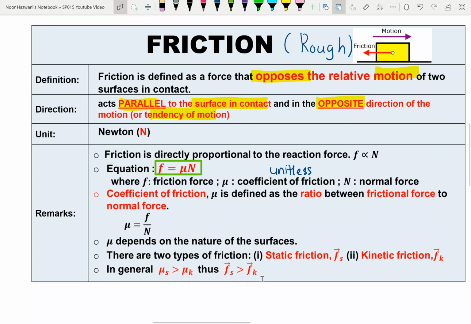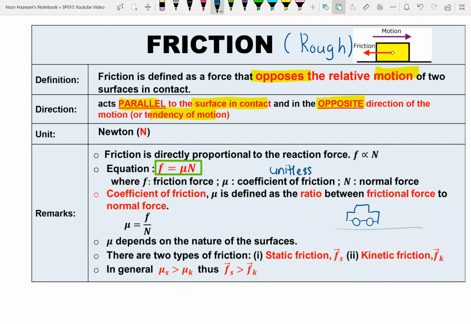Sebab apa? Contohlah, ada satu kereta, dia start nak gerak. So bila dia start nak gerak, actually dia punya friction is very, very large.